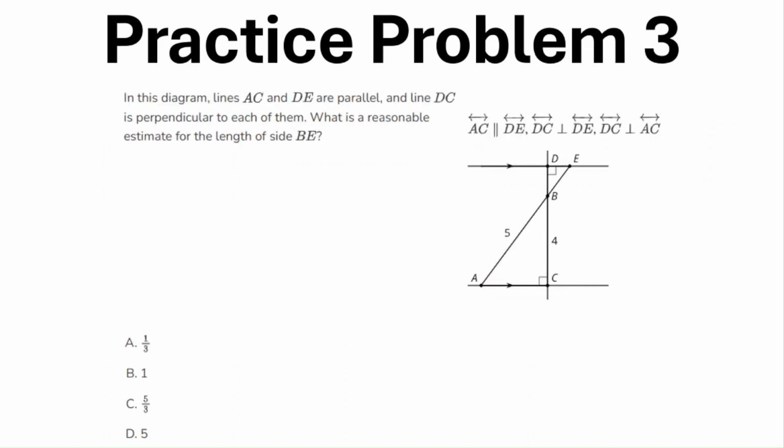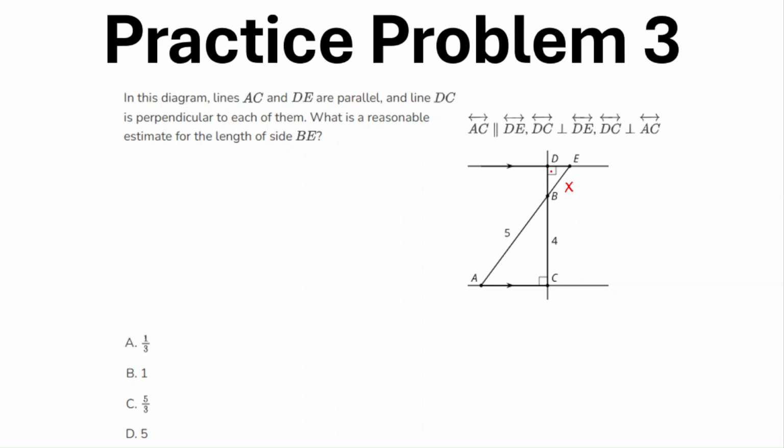Practice problem number 3. In this diagram, lines AC and DE are parallel, and line DC is perpendicular to each of them. What is a reasonable estimate for the length of side BE? So they want us to find this side over here that I marked with an X.